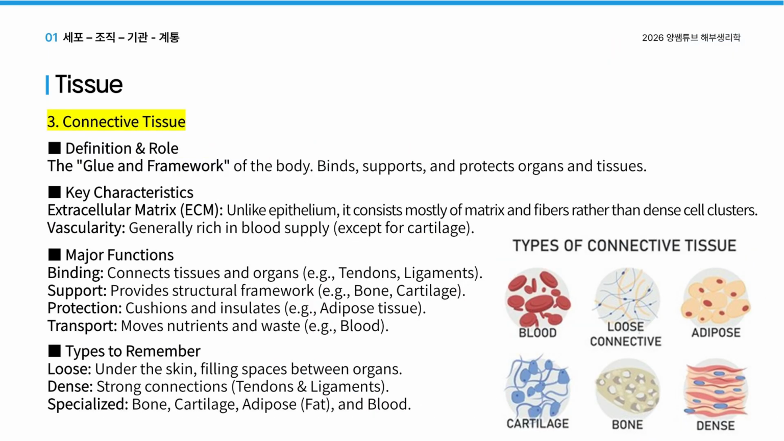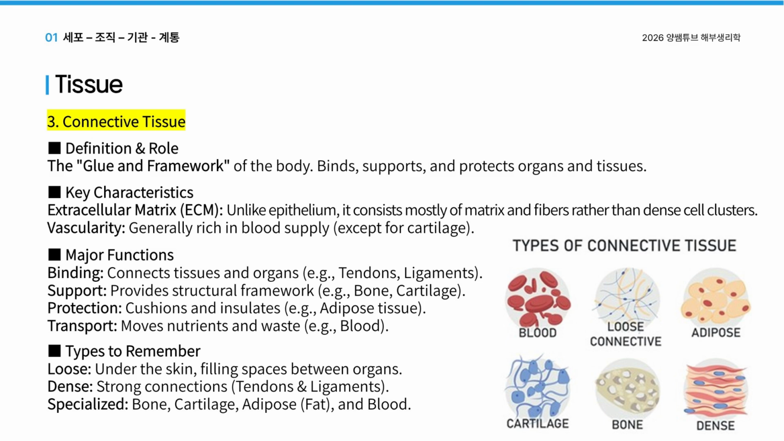Building on our discussion of epithelium, we'll now explore connective tissue, which serves as the essential support system for our organs. Unlike epithelial tissue, which is packed with cells, connective tissue is mostly made of extracellular matrix and fibers. Also, it's generally rich in blood supply, making it great at healing itself.